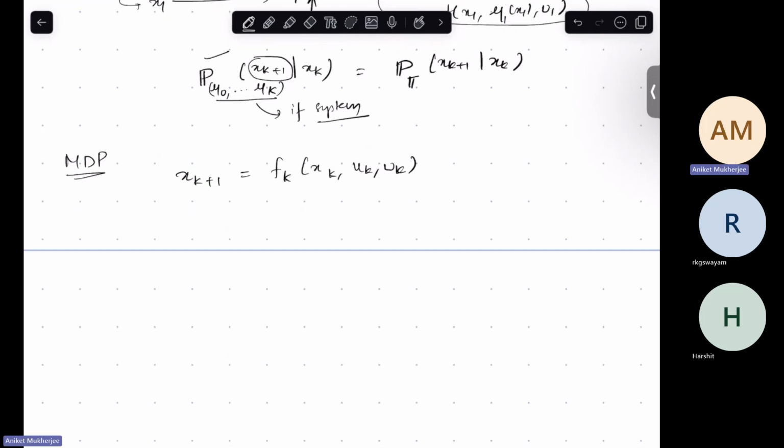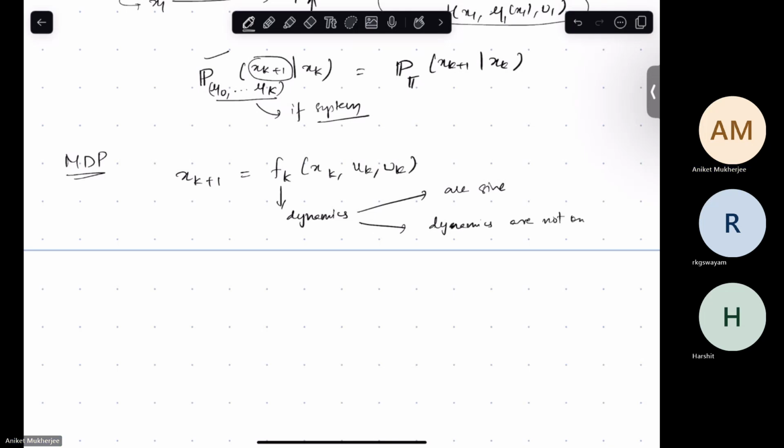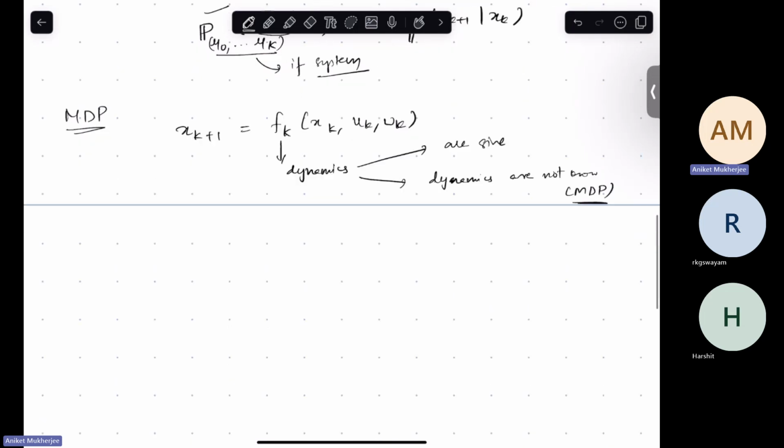So, yeah. Last time what we saw was fk, your dynamics, and the dynamics were given. But what if the dynamics are also not known? If they're not known, then we go into the formulation of MDP.